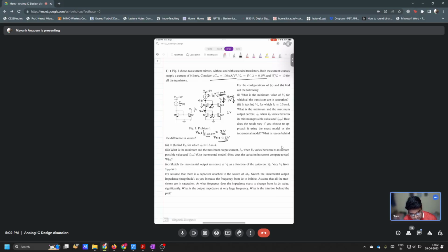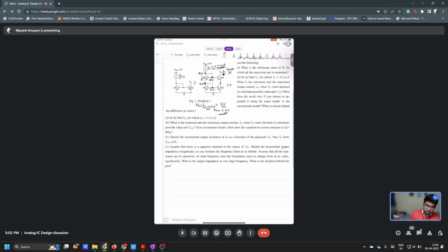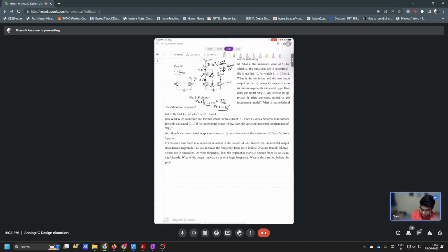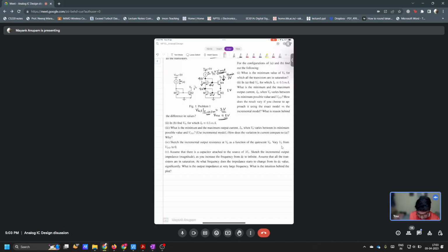Okay, so here the minimum of V out is 3 volts. So if V out goes below this, M4 will go out of saturation first, and after that this one will go out of saturation. Okay, is that clear? Yes, sir. Fine.